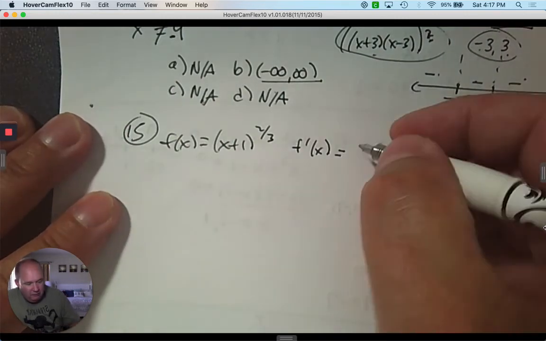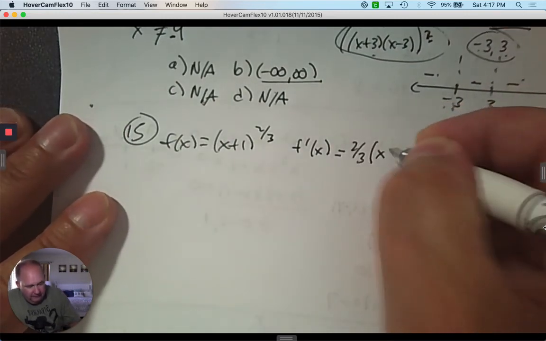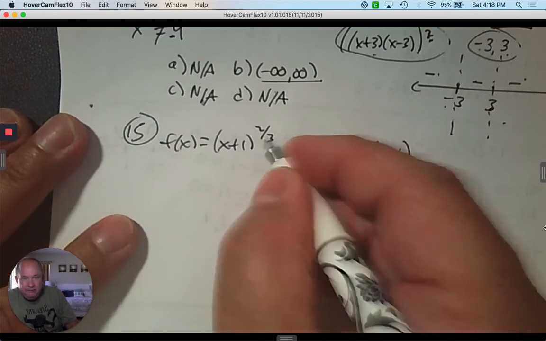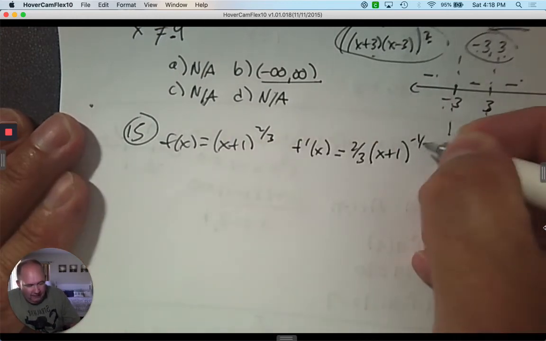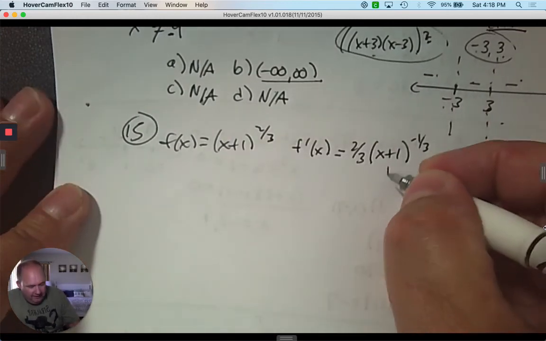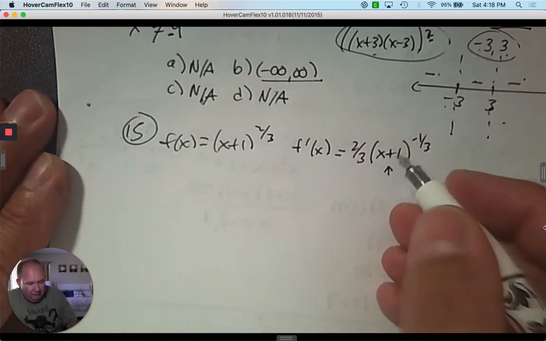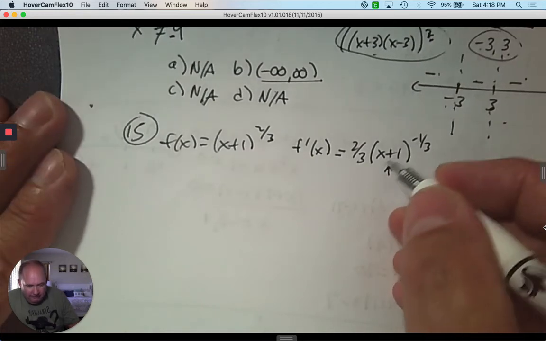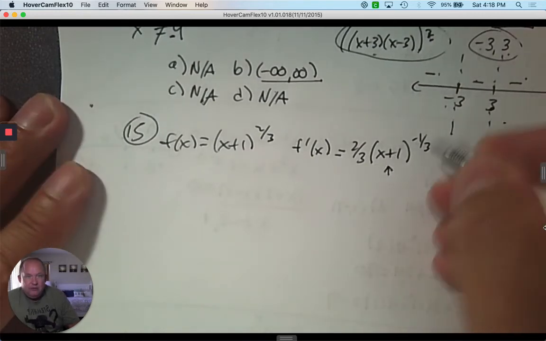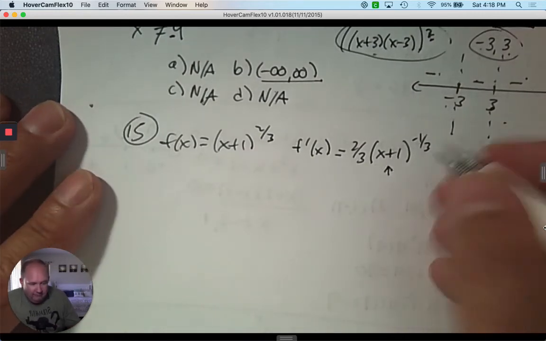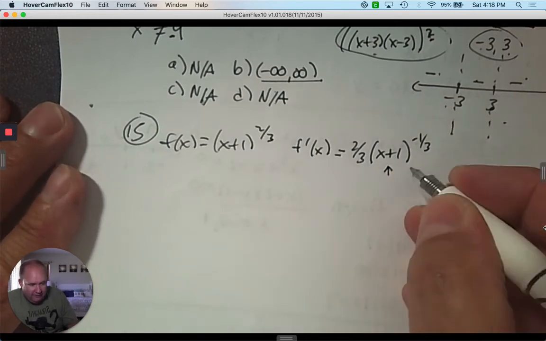So take the derivative, that's 2/3, x plus 1, subtract 1 from the exponent, that gives you negative 1/3. Notice you would have a chain rule, but when you take the derivative of the base, x plus 1, it's 1, so it doesn't change the value when you go times 1. So it's not necessary. So that's the entire derivative.